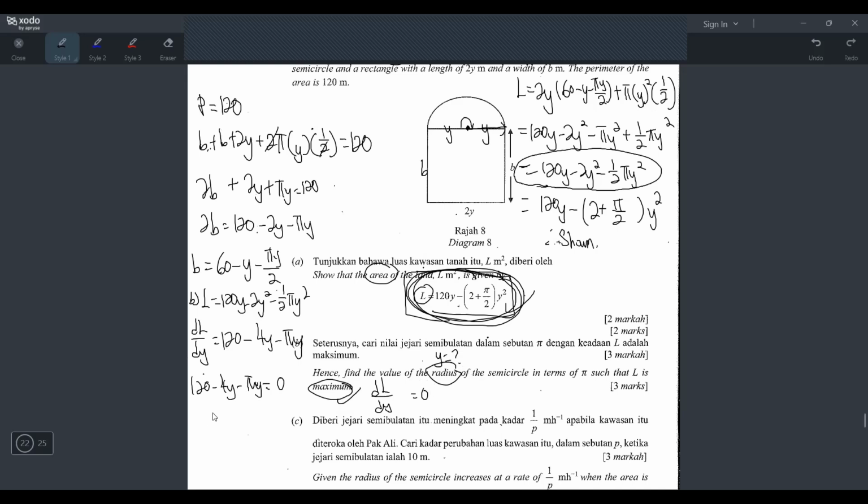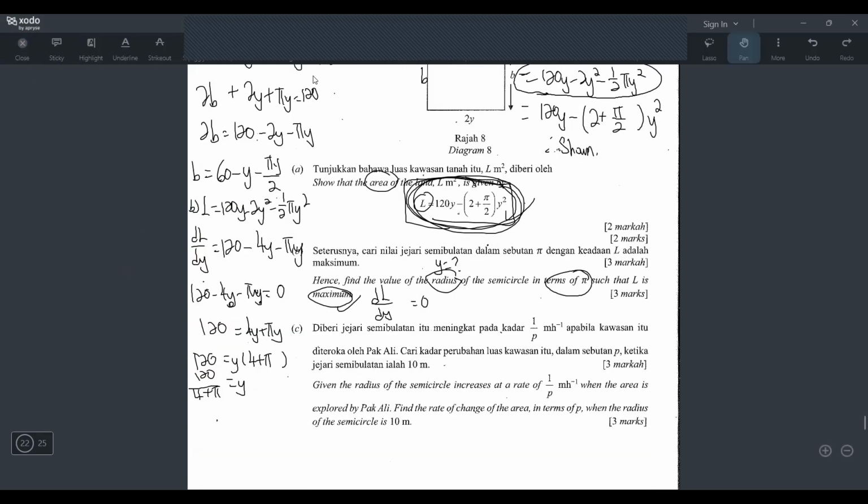And after you equate to 0, now you can find y, which is the answer, because they want to find y, right? So how can I find y? Both the y terms here are negative, so is there any way I can make it positive? Yes, move it to the other side. 4y plus pi y equals 120. And since I'm finding y, I will factorize. When I factorize, I'm left with 4 plus pi here, 120. So my y is actually 120 over 4 plus pi. You don't have to press the pi because they want the answer in terms of pi, right? So this is the answer. It means your y, when the L is maximum, is 120 over 4 plus pi cm.